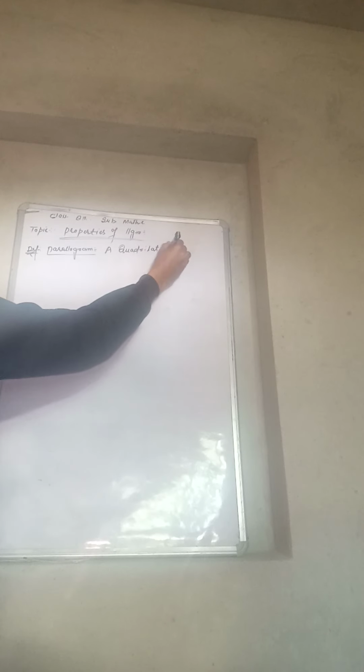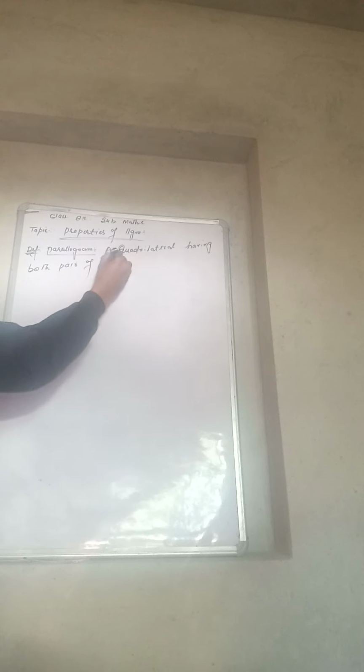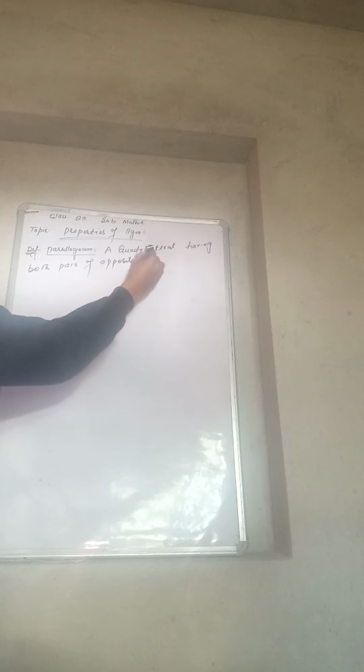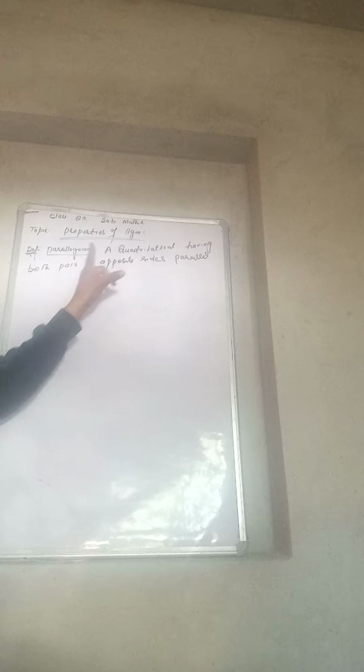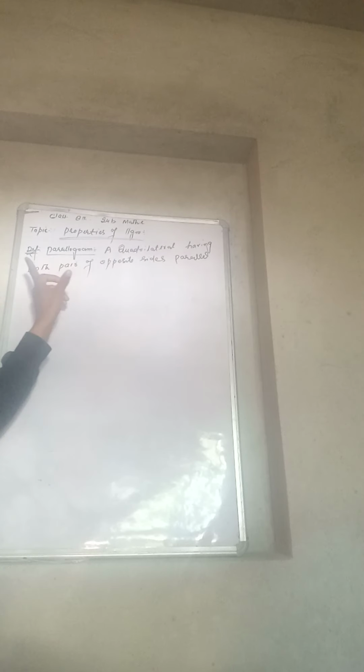A quadrilateral having both pair of opposite sides parallel. The definition of parallelogram is a quadrilateral, which means that it is a four-sided polygon. Once we say that a parallelogram is a quadrilateral, a quadrilateral having both pair of opposite sides parallel is called a parallelogram.